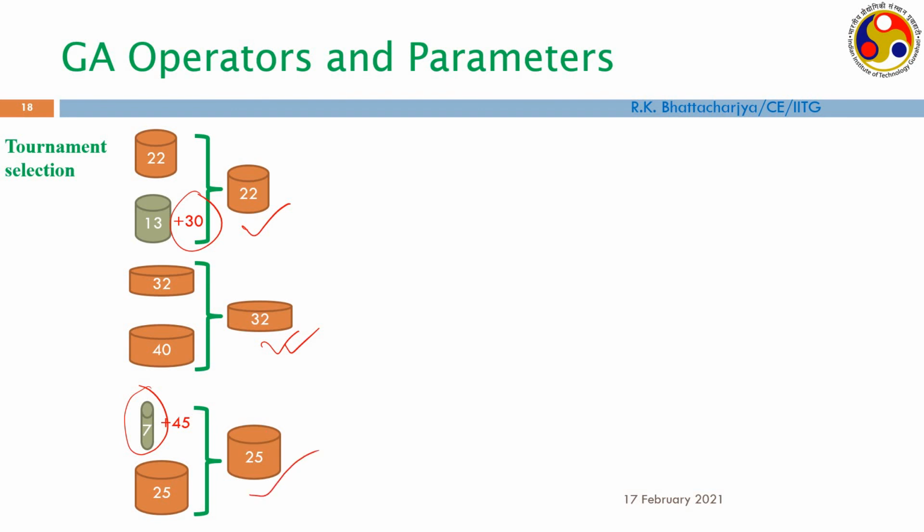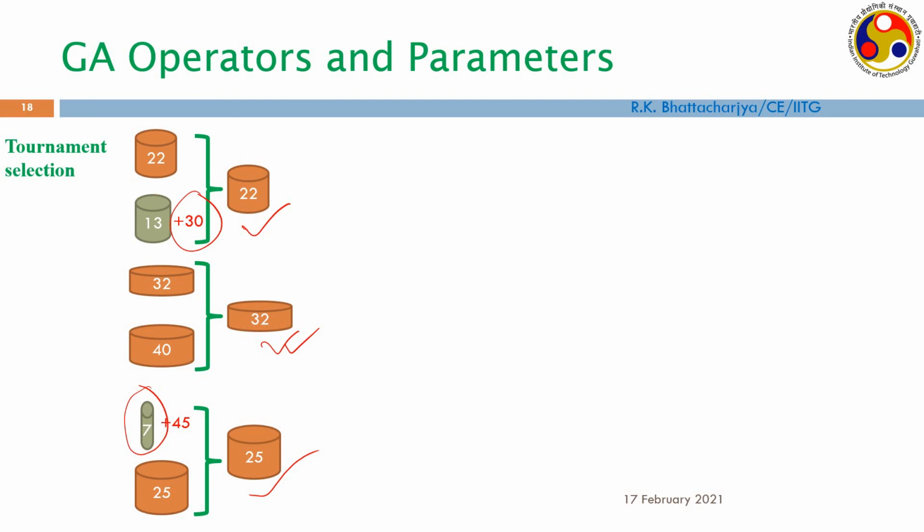So what I'm doing here, we have a total of 6 solutions, 1 2 3 4 5 6. If I take a tournament size of 2, then how many tournaments can you play? 3 tournaments, and 3 tournaments means 3 winners. So from 6 solutions, if you play 1 round of tournament, you are getting 3 solutions.